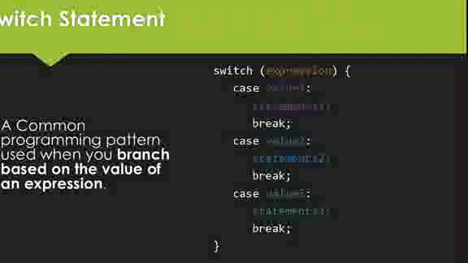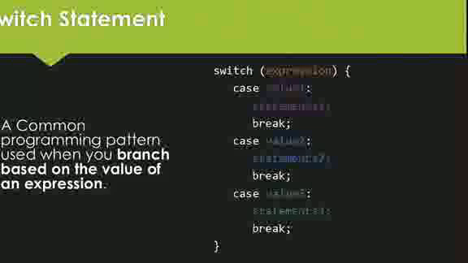Another type of branching statement that you can use is called the switch statement. The switch statement is a little different than the if-else statement because while if-else allows you to branch on an expression, the switch statement allows you to branch on the value of an expression. When you're using switch, you're not comparing for true-false. You're actually looking at values such as integers or strings or characters.